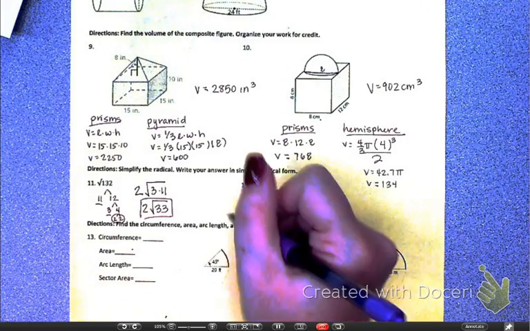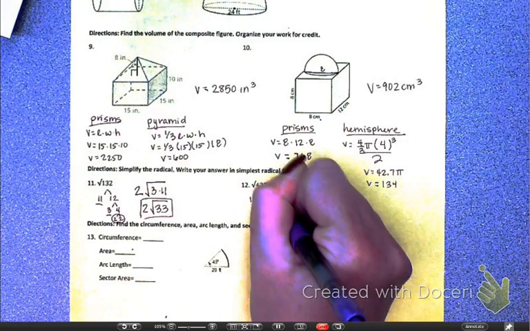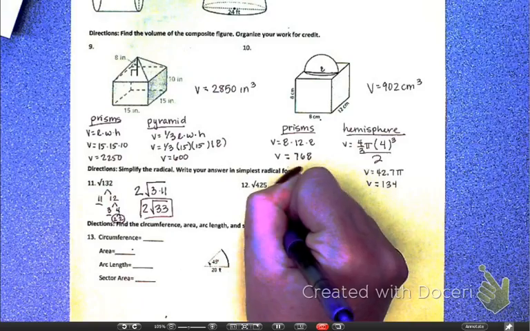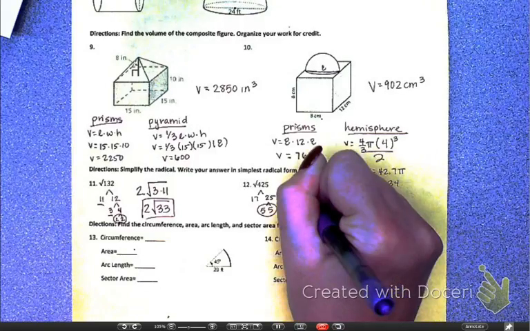425 breaks down to 17 and 25. Okay. And then 25 breaks down to 5 and 5, so that's my pair. 17 is on the inside.